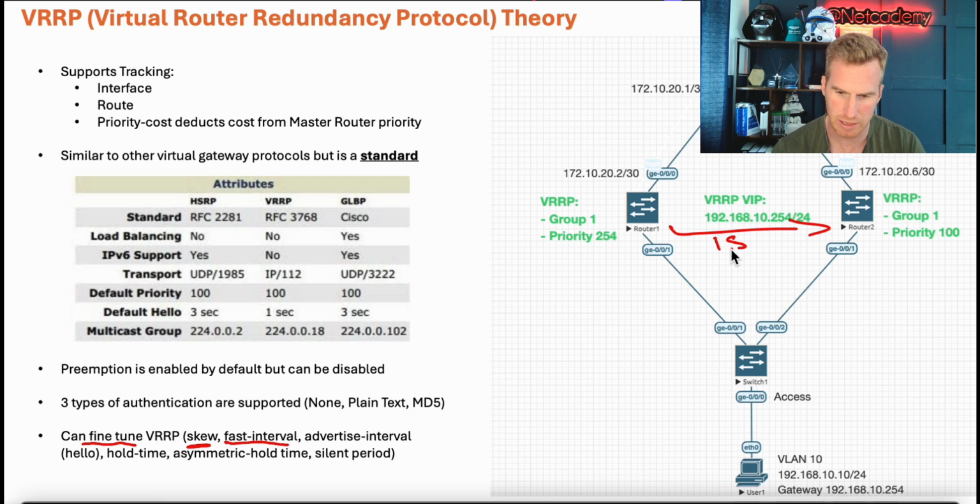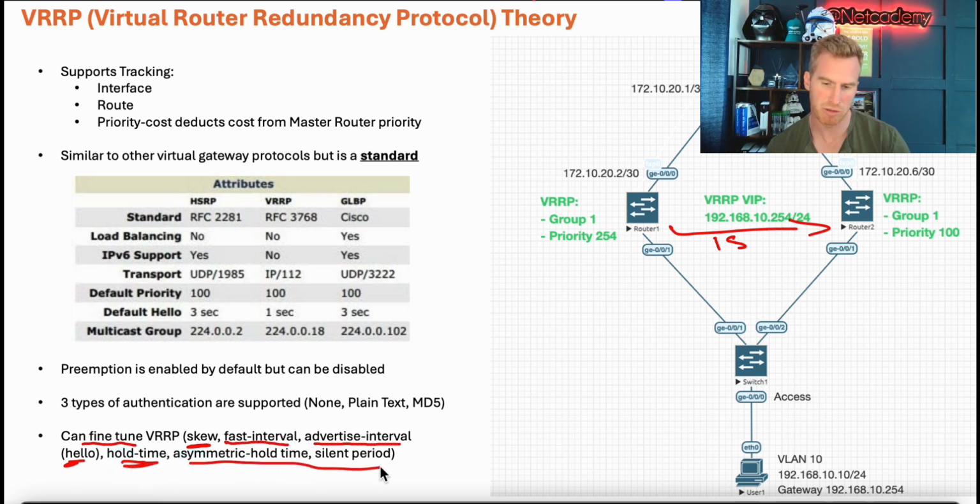And then there are other concepts such as the advertise interval, which is that hello or keepalive message. The hold time, we've already gone through that. But then there are other things, asymmetric hold time and silent period. We'll quickly go through this at the end, but I'm not going to spend a lot of time there. The point here is that you can fine-tune VRRP for those messages, and more importantly those timers, to have that best balancing act possible for your network.